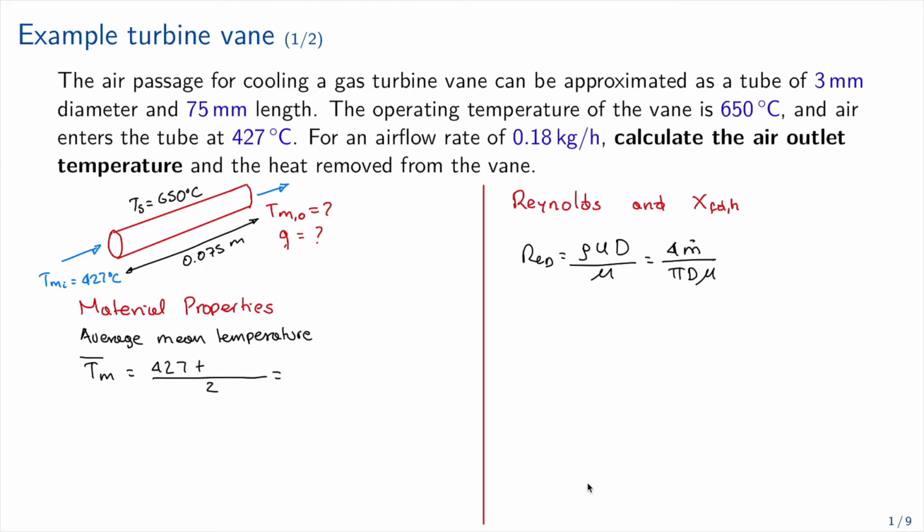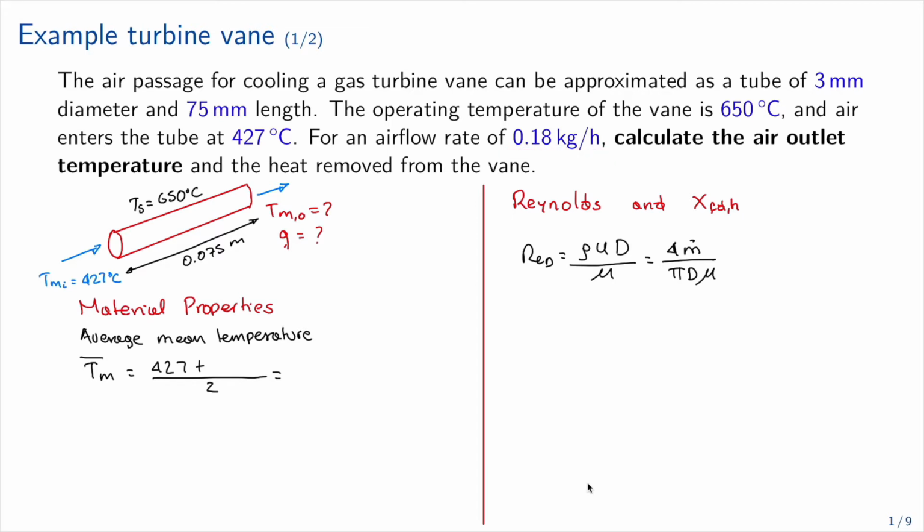This example considers the cooling of a gas turbine vane and is approximated as a tube of 3 millimeters of diameter and 75 millimeters of length. So this is a schematic of the vane, which is simplified as a tube. The operating temperature of the vane is 650 Celsius, and the air enters at 427 Celsius, and the flow rate is given as 18 kilograms per hour.